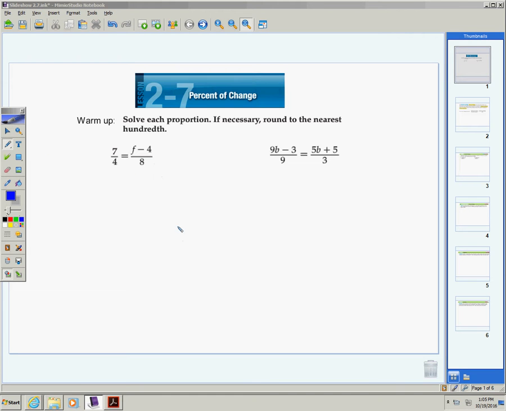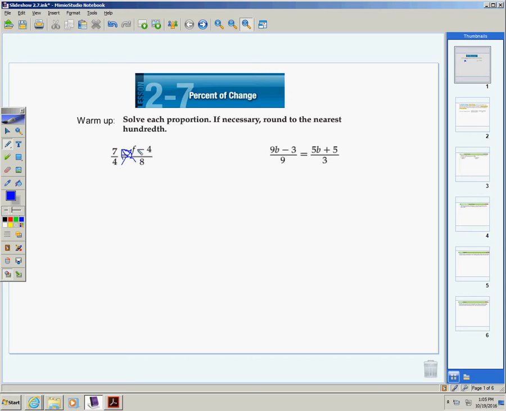Today we're going to be talking about percent of change, and for our warm-up we're going to solve each of these proportions. This is an important warm-up to do because solving proportions will actually help us with percent of change. So real quickly do each of these, pause the video, and then when you're done unpause it to check your answers. In this first one, remember the way we solve proportions is to cross multiply and then set the two answers equal to each other.